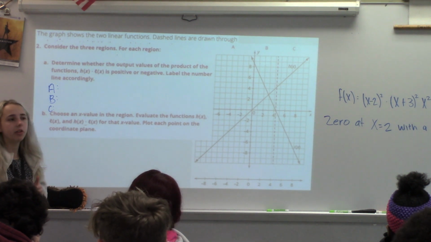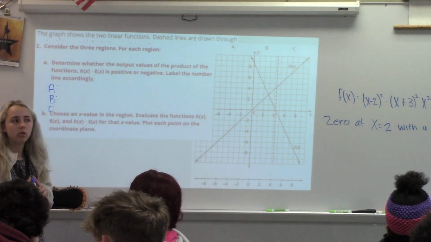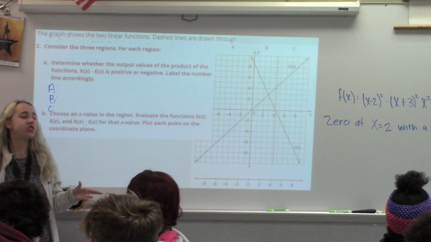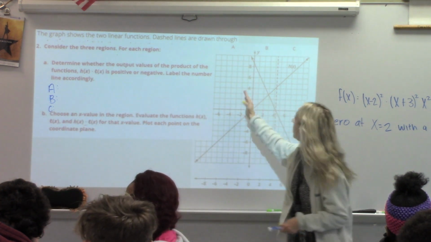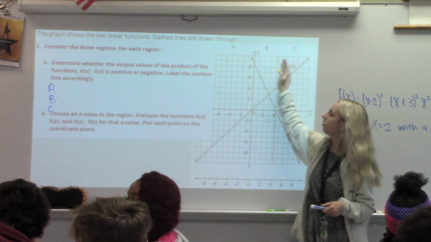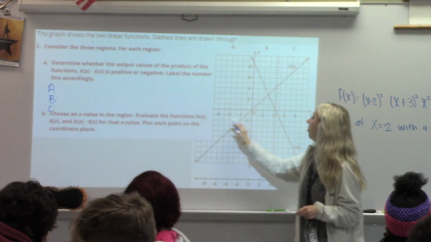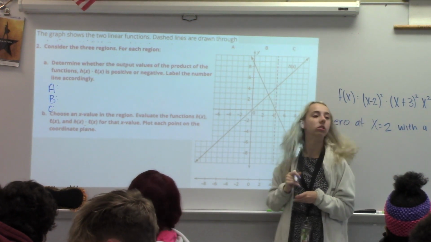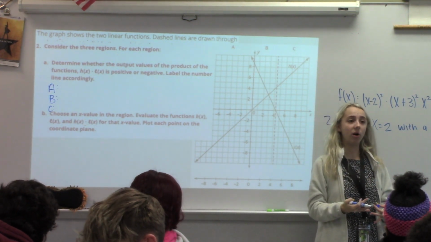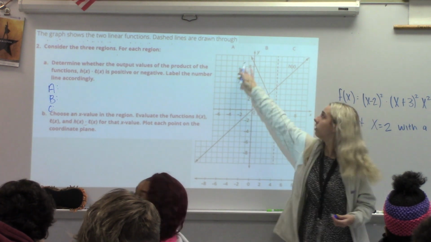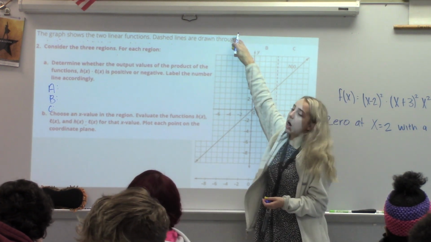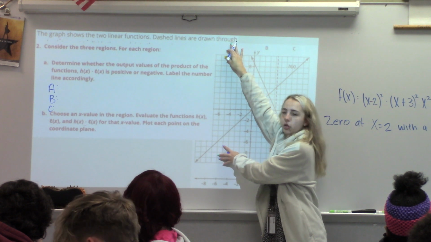Do you guys agree with him? So when we're talking about region A, KT, it's labeled up here for us. Region A is all this. Negative? Yeah, so can you tell me why it's negative? Positive times negative. Right, because it'd be these positives times these negative values.